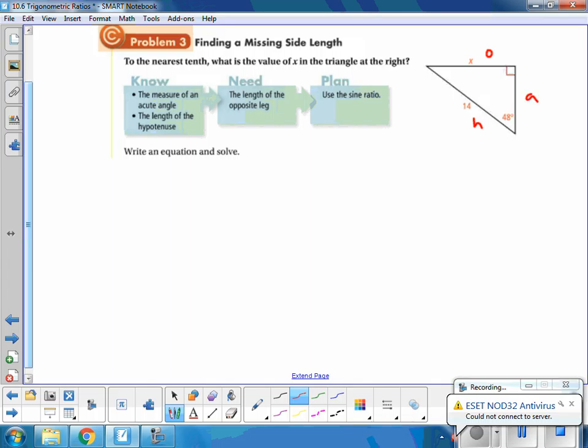So I'm going to SOHCAHTOA this. SOHCAHTOA, okay? And I'm going to see, what do I know? I know opposite and I know hypotenuse. So which one of these has opposite and hypotenuse? And that's going to be my sine. So that tells me I'm going to be using the sine of 48 degrees, and I'm going to be using the ratio of opposite over hypotenuse. So my opposite is x, and my hypotenuse is 14.